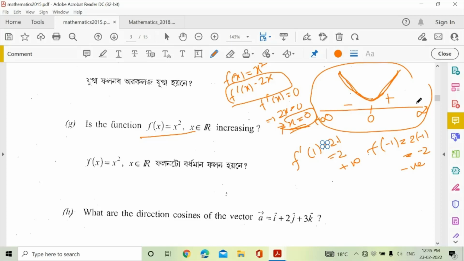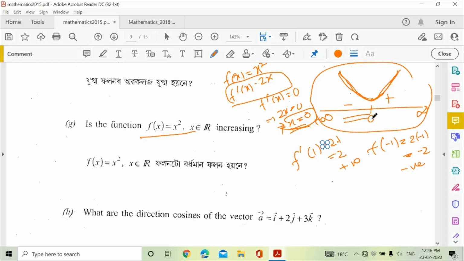What will you say? Increasing or decreasing? You cannot say that. This one is increasing and decreasing both. Overall, that's why you have to say that it is neither increasing nor decreasing. You cannot say increasing, you cannot say decreasing. Got it? You cannot say anything else here.